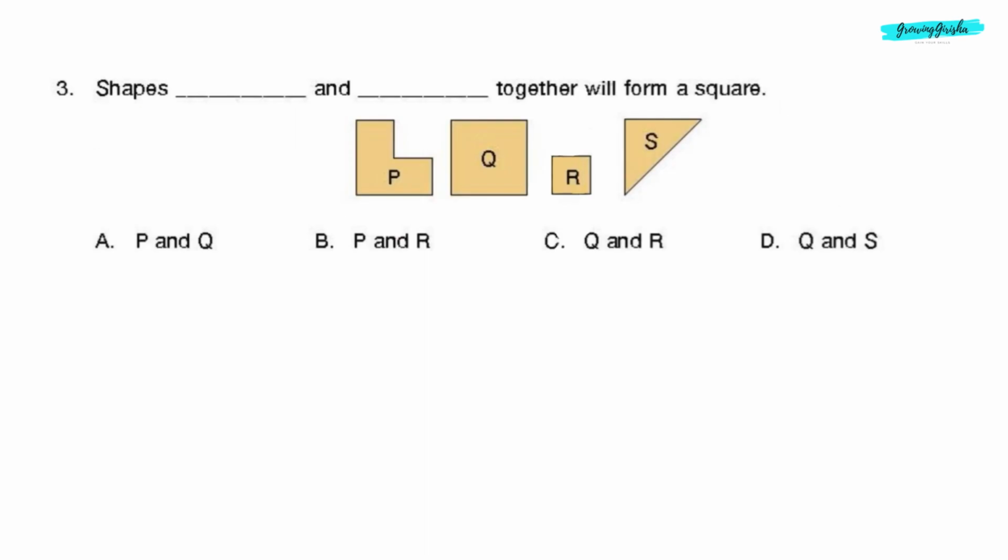Question 3. Shapes dash and dash together will form a square. If we place R at this place, it will form a square. So option B, P and R will be the correct answer.